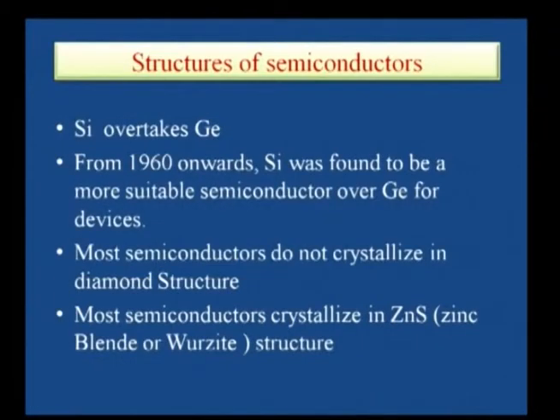From 1960 onwards, silicon overtakes germanium. Till 1960, people believed that germanium would be the best semiconducting material for making devices, but from 1960 onwards, silicon transistors became much more famous due to very many technical reasons. I have discussed the technical reasons earlier in my lectures on bonding in solids.